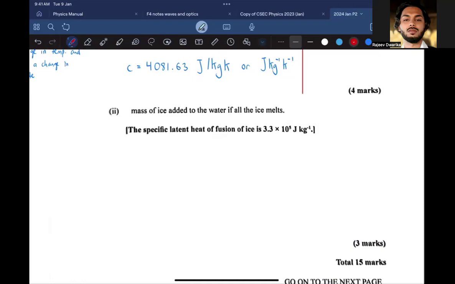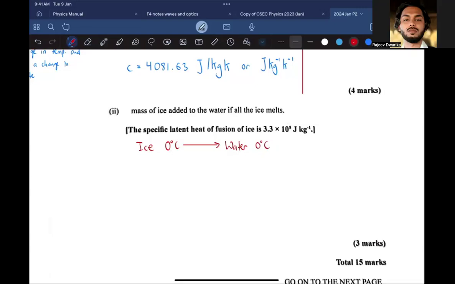So we're talking about ice melting. When the ice is melting, it's going from ice at 0 degrees Celsius to water at 0 degrees Celsius. Remember, Justin, when you're changing state, there's no change in temperature. So ice at 0 to water at 0. Right. Now they are giving us.